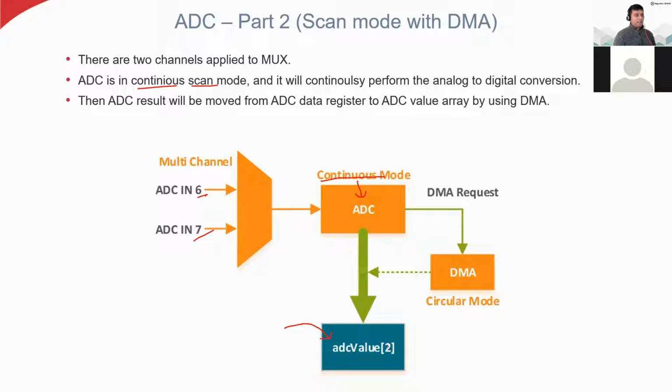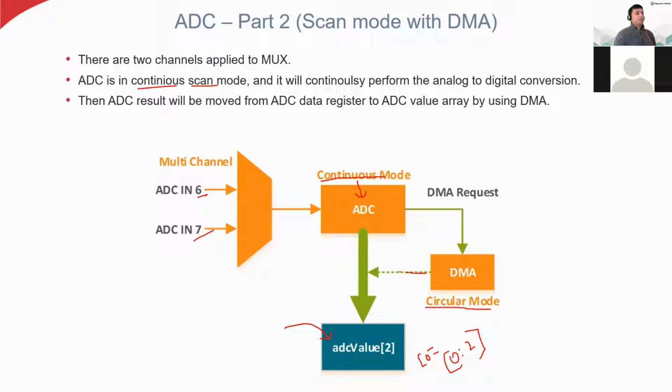This is array number 2, you can see here. So it means it has a 3-bit value. You can also call this 0:2. Okay, so I need to transfer the result to this array, but I cannot do that with the help of the CPU. So I am sending the DMA request to this DMA controller, and I also activate this DMA controller in circular mode.